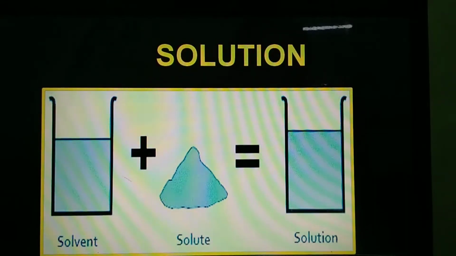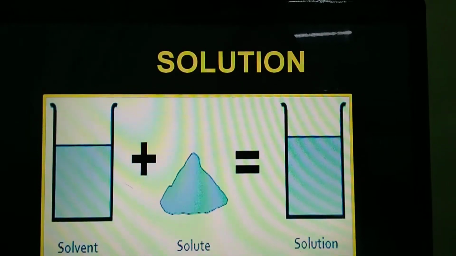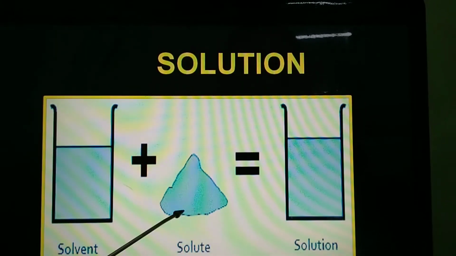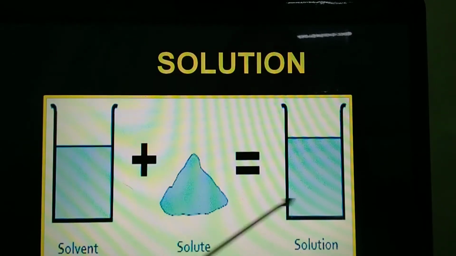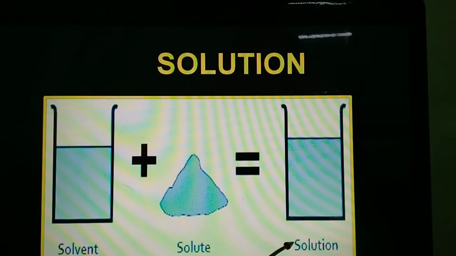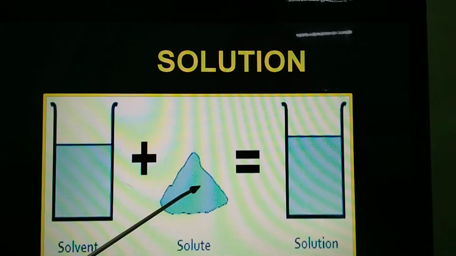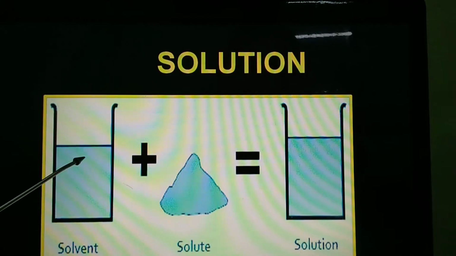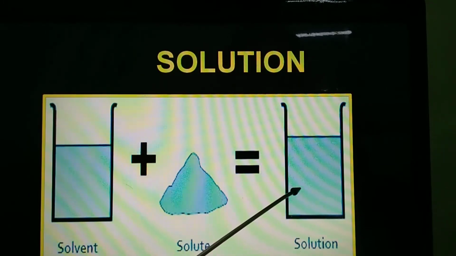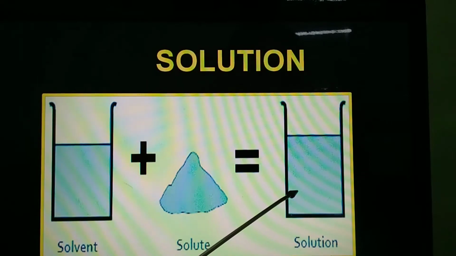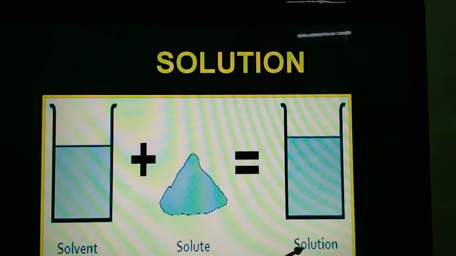Now coming to the solution. What is the meaning of solution? When a solute is mixed in a solvent, the outcome of this mixing results in the formation of a solution. For example, this is a salt, and when the salt is mixed with water, the outcome of this mixture results in the formation of saline water or the salt solution. So this water will be known as the solution.